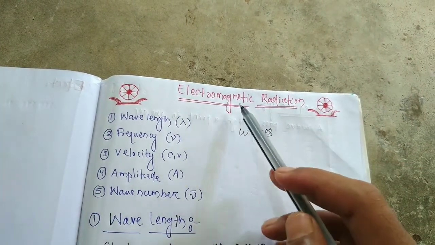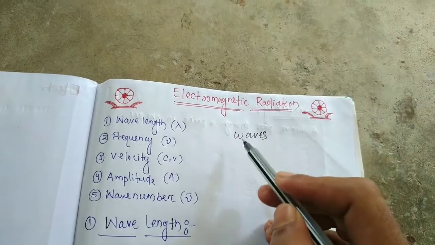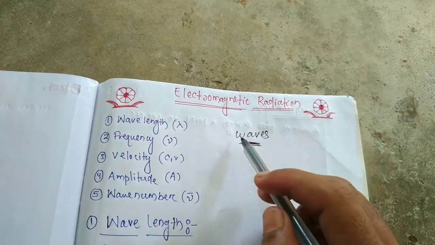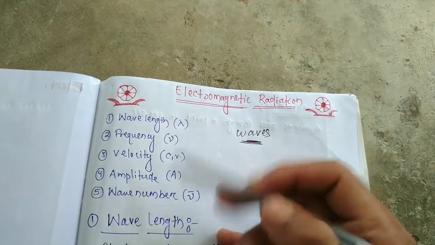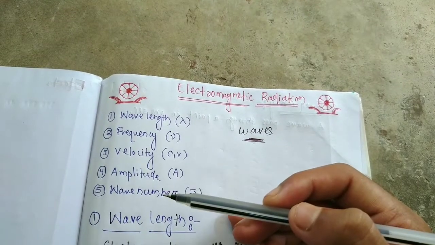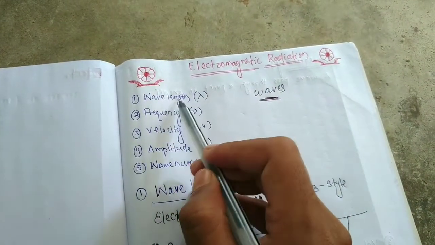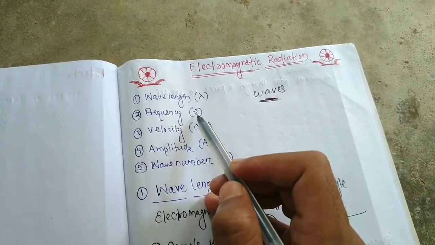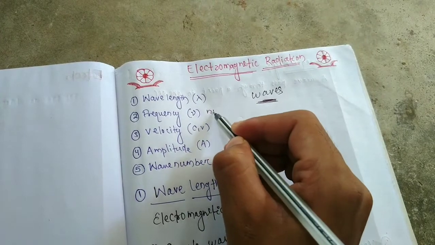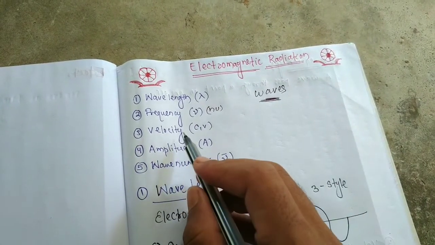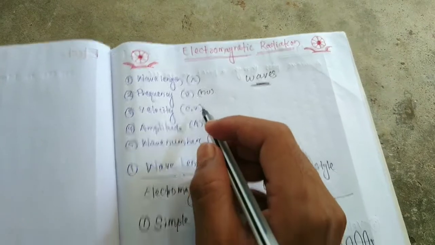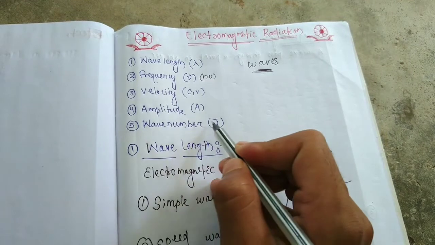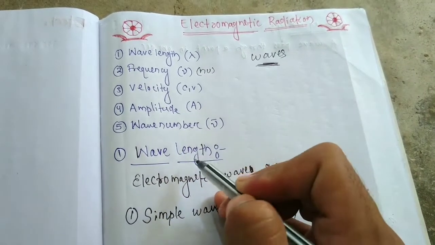Once again, welcome to my fresh class about electromagnetic radiation. Students, electromagnetic radiation, another name is electromagnetic waves. In electromagnetic radiation or electromagnetic waves, these five terms come. First term is wavelength, represented by lambda, then frequency represented by nu, then velocity represented by c or v, amplitude represented by capital A, then wave number represented by nu bar.